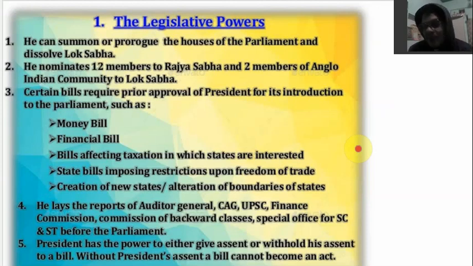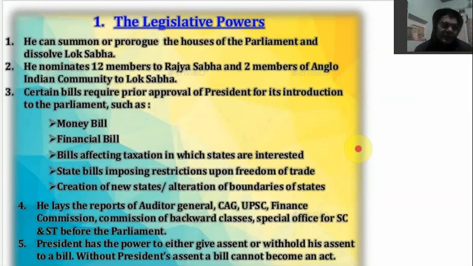So the president has this power. He can also dissolve the Lok Sabha. At the end of the 5-year period, he will dissolve the Lok Sabha and call for fresh elections. Only the president can do that, no one else. He nominates 12 members to Rajya Sabha and 2 members of the Anglo-Indian community to Lok Sabha.